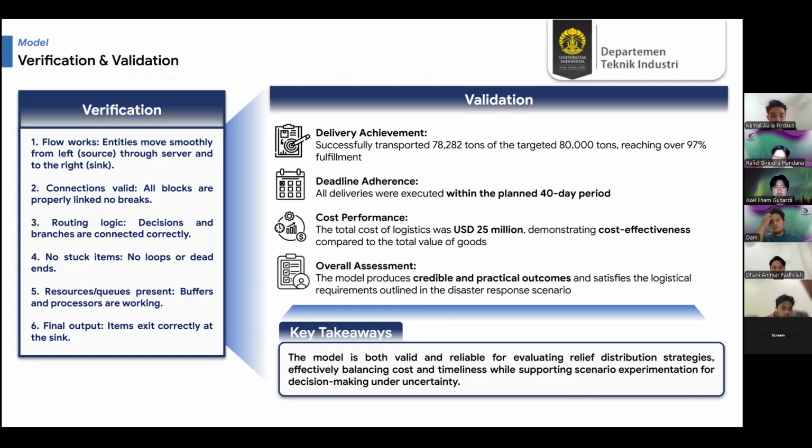To validate, we check the delivery achievement. We successfully transported 78,282 tons of the targeted 80,000 tons, reaching over 97% fulfillment. For deadline adherence, all deliveries were executed within the planned 40-day period. For cost performance, the total cost of logistics was $25 million, demonstrating cost effectiveness compared to the total value of goods. So the overall assessment is that our model produces credible and practical outcomes and satisfies the logistical requirements outlined in the disaster response scenario.